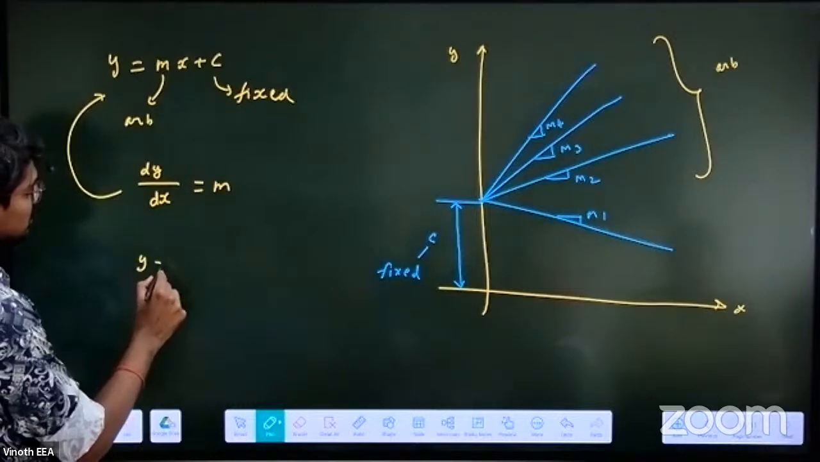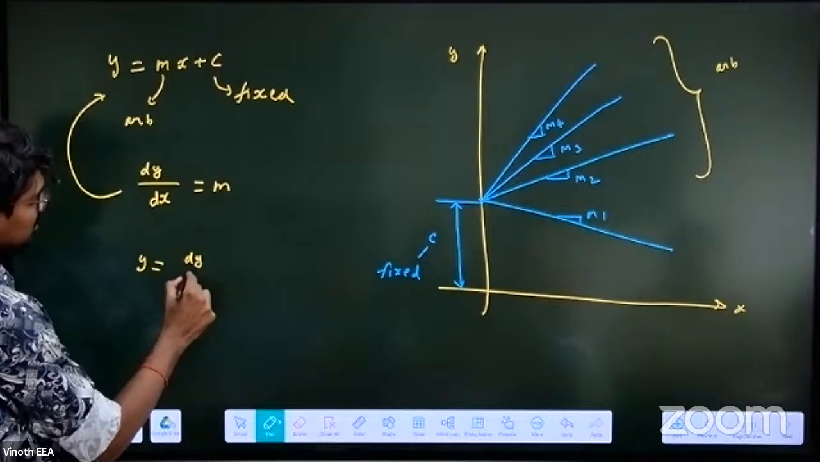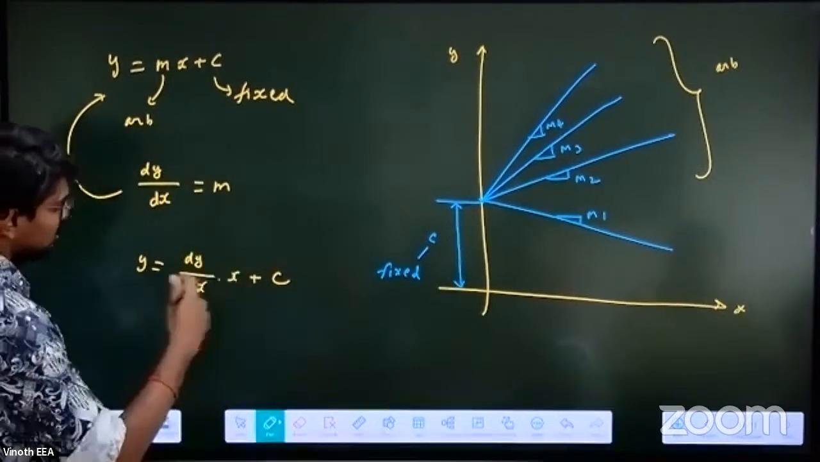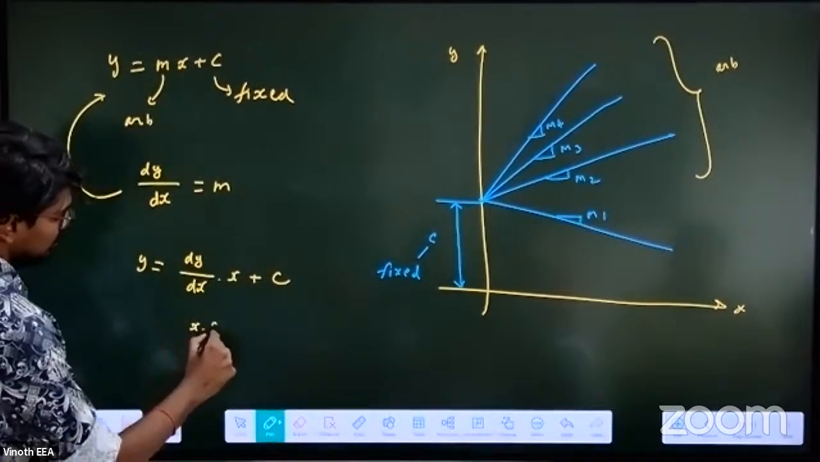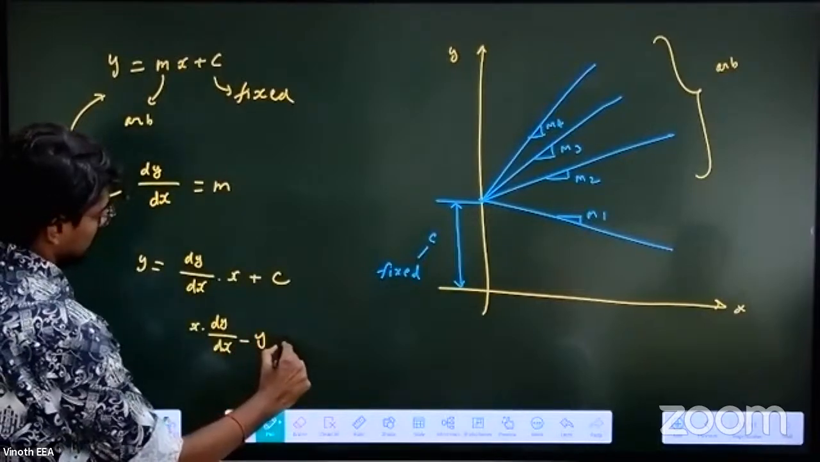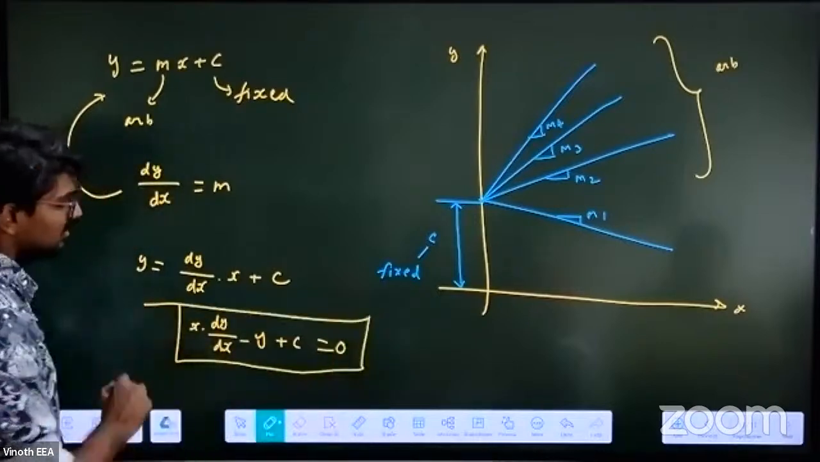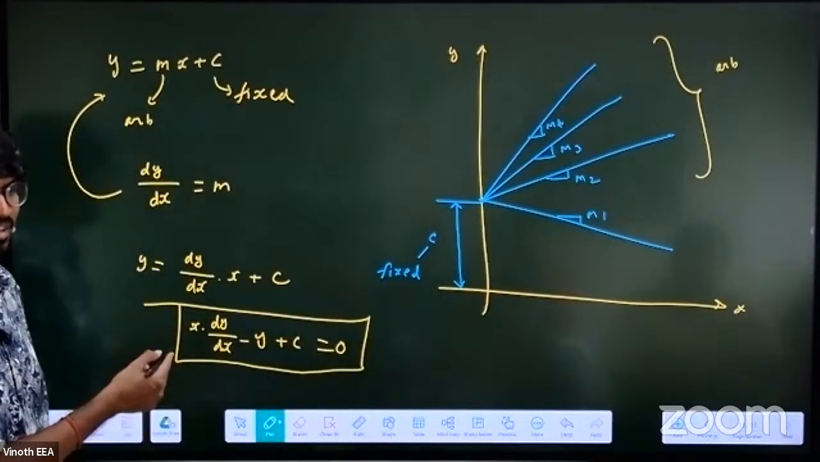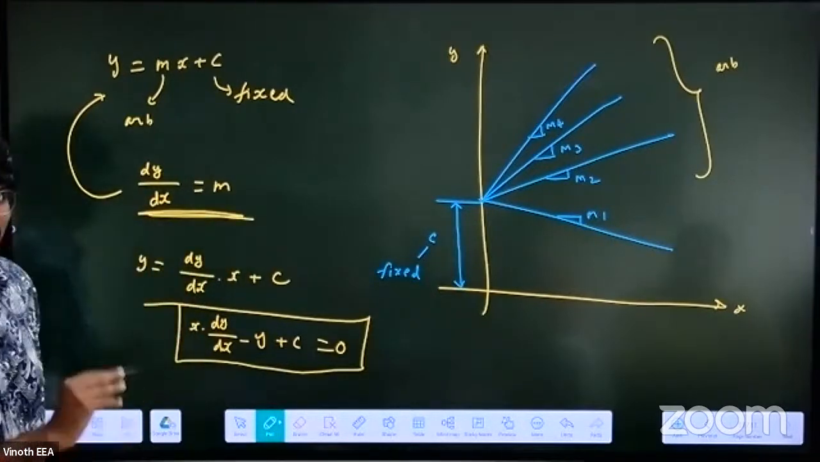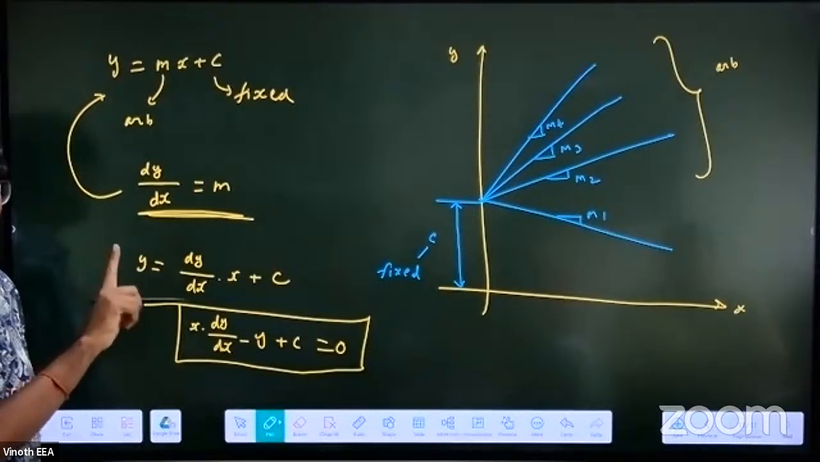So y is equal to, in place of m, replace dy by dx: dy by dx into x plus c. Now we can do the rearrangement. So x into dy by dx minus y plus c equals 0. Can I treat this as my differential equation? Of course, m has been eliminated, and I have differentiated only one time. So you need to find some way to eliminate the arbitrary constant, but differentiation should be done only one time.